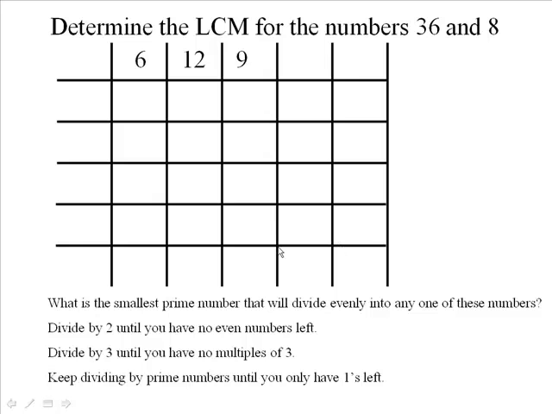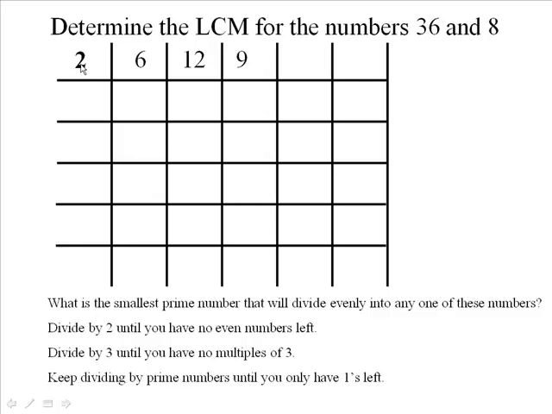Here's a little method called the Tom method for finding the least common denominator for 6, 12, and 9. The instructions are pretty easy. What's the smallest prime number that will divide evenly into any one of these numbers? Now, 9 is not an even number, but 12 and 6 are, which means I can get rid of the 12 and 6 if I divide by what? Well, the smallest prime number is going to be a 2. So one of my answers is going to be 2.